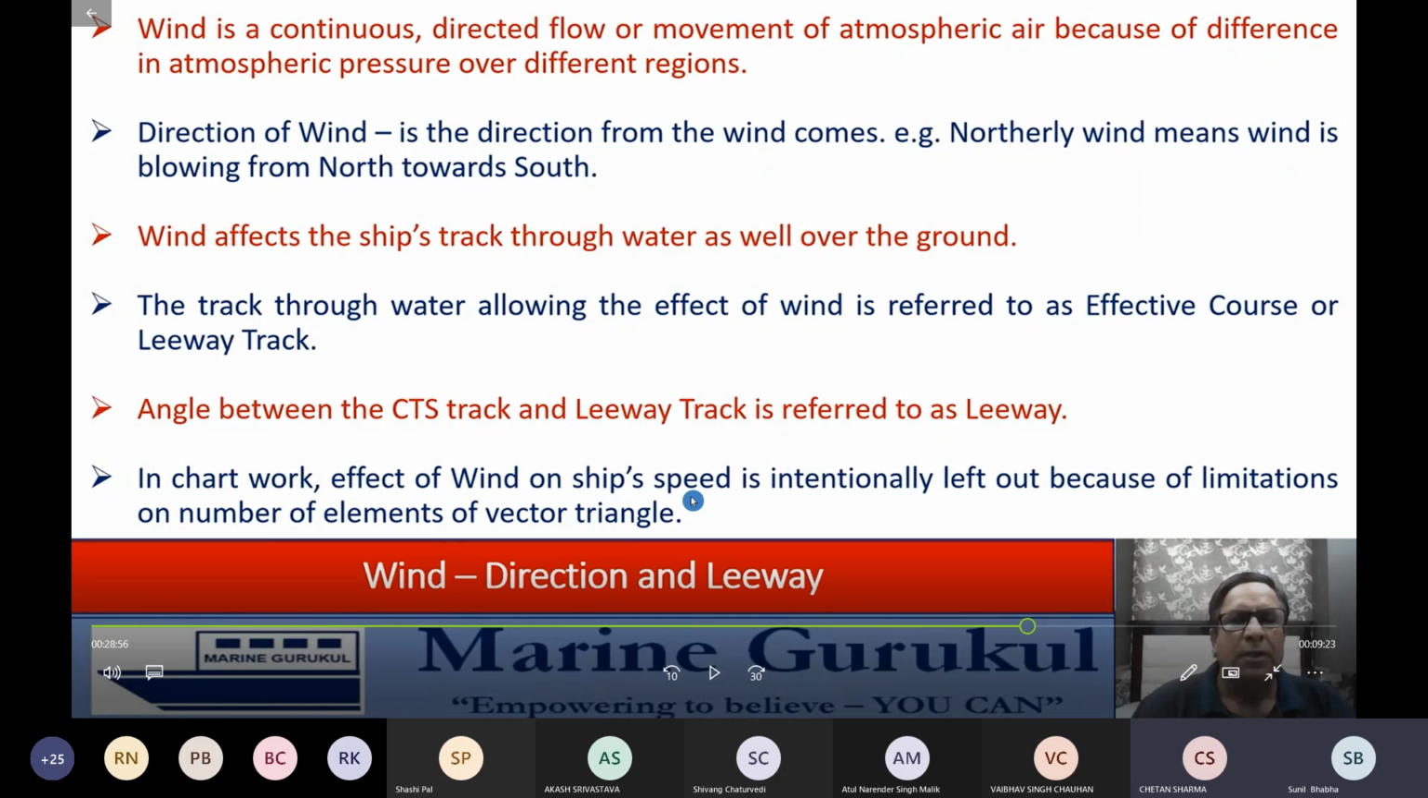That's right, beta. The ship is steering a particular course. Wind is affecting the ship. The current is also affecting the ship. इन सब इफेक्ट्स के बाद जो हमारा रिजल्टेंट ट्रैक या रिजल्टेंट कोर्स और स्पीड निकल के आता है, that is taken care of by the course made good and the speed made good. So all these factors are included in the course made good and speed made good.